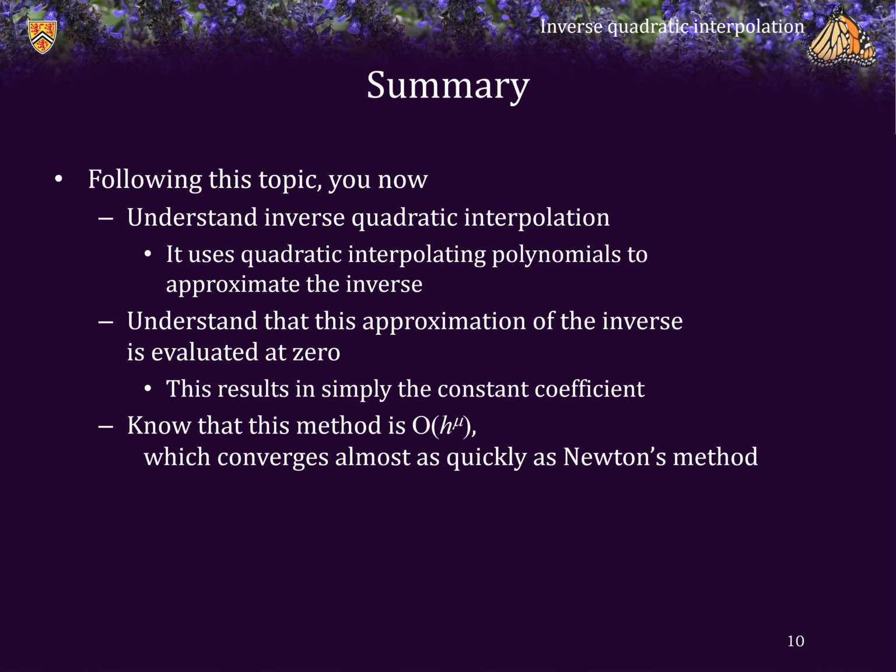So following this topic, you now understand the inverse quadratic interpolation approach. And you know that this uses a quadratic interpolating polynomial to approximate the inverse of the function. You also understand that this approximation to the inverse is then evaluated at 0, which gives us our approximation of the root. And because it is a polynomial, evaluating at 0 simply results in the constant coefficient. You know that this method is order h to the mu, which converges almost as quickly again as Newton's method.